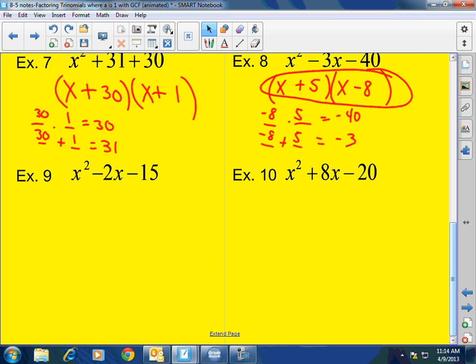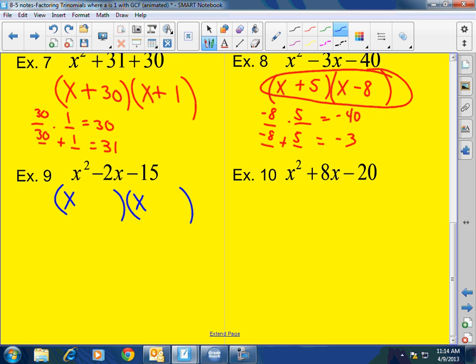Excellent. Okay. Next. x squared minus 2x minus 15. I got an x and an x. And very good, son. It's an x plus and an x minus. What times what is negative 15, but when added together is negative 2?